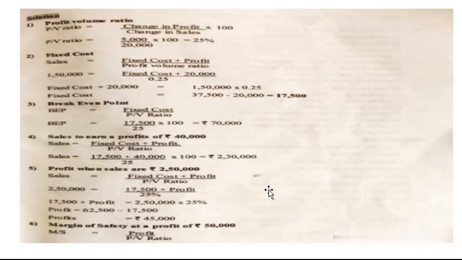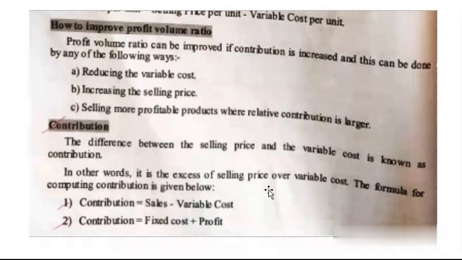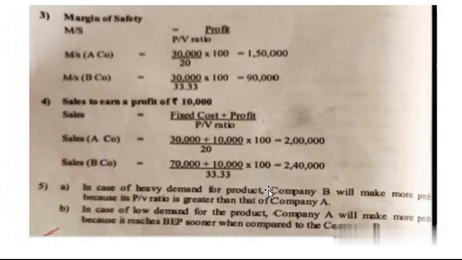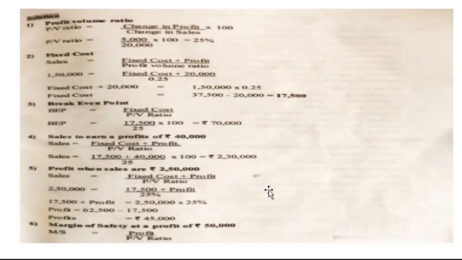So first, profit volume ratio. As I have told you, there is a change in the formula: change in profit divided by change in sales into 100. When will you use this formula? When 2 years' profit and sales are given, you will be using this formula. This problem has given us that opportunity to use it.